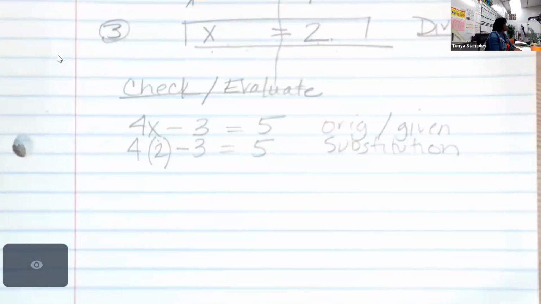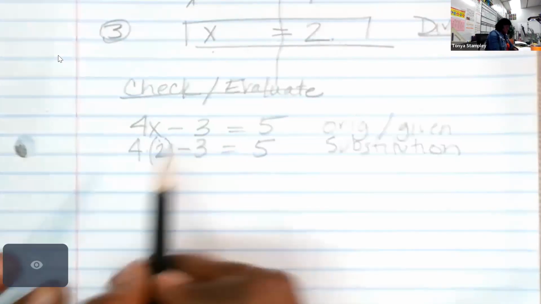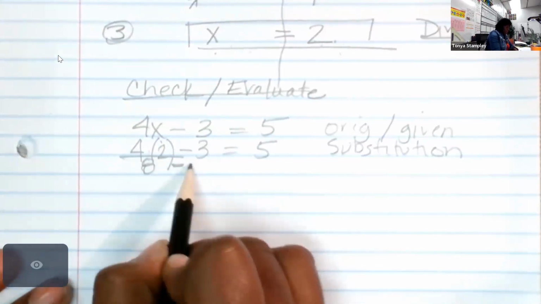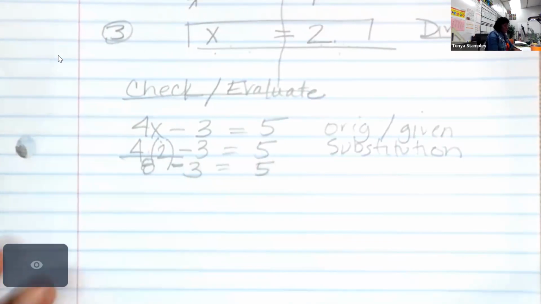Any questions? All right. Am I looking for an unknown? No, there's nothing missing here. We have no variables. So now I'm just going to simplify, right? What do I do first? I got multiplication and subtraction. What do I do first? Multiplication. What's 4 times 2? 8. And so I'm going to write 8 minus 3 equals 5.